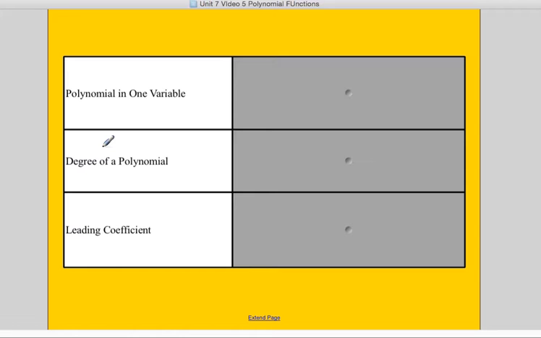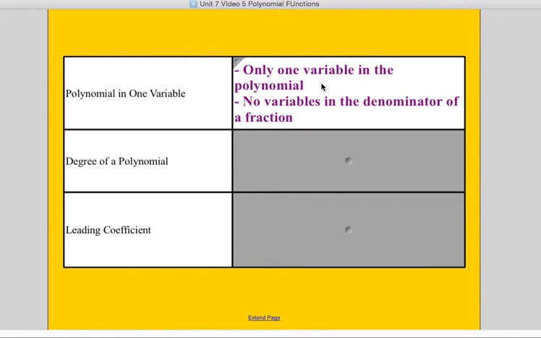Today we're going to look at polynomials in one variable. In order to be a polynomial, this is what has to happen. It can only have one variable in the polynomial, and you cannot have variables in the denominator of a fraction, or negative exponents. So to be a polynomial, you can only have one variable. No x and y involved, just x or just y. And then you cannot have any variables in the denominator.